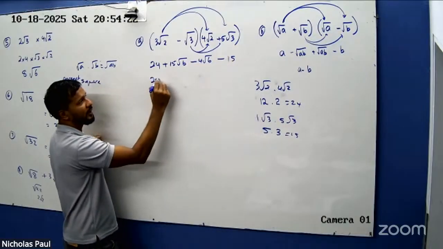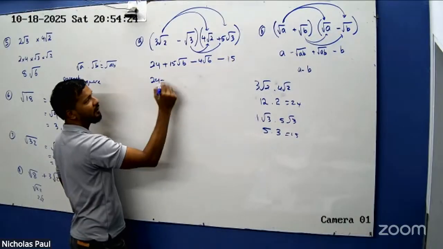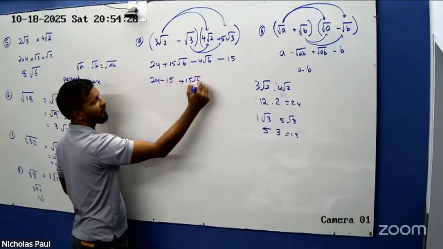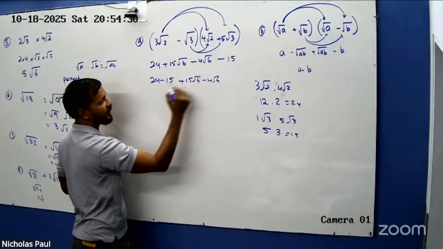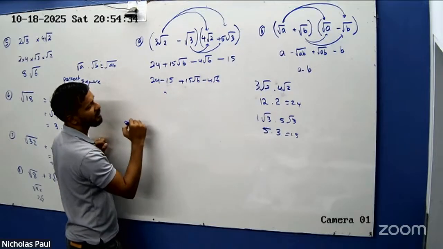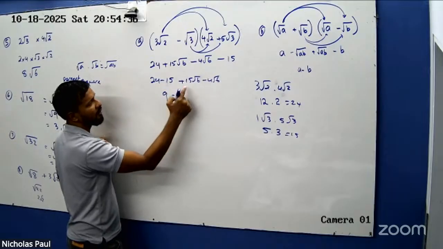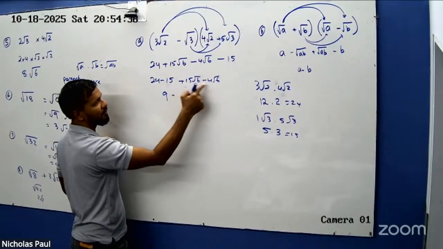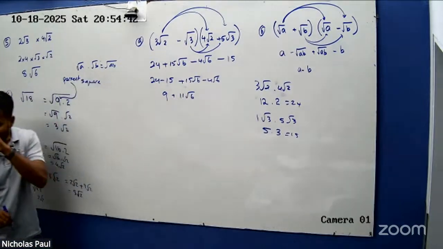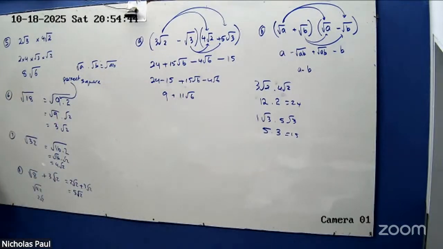So you'll get 24, bring your like terms together. 24 minus 15, and 15 root 6 minus 4 root 6. 24 minus 15, that is 9. 15 minus 4 is 11. Okay, so it combines everything that we did today, right?